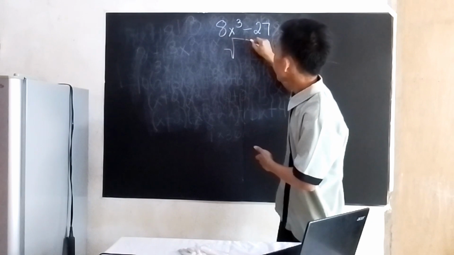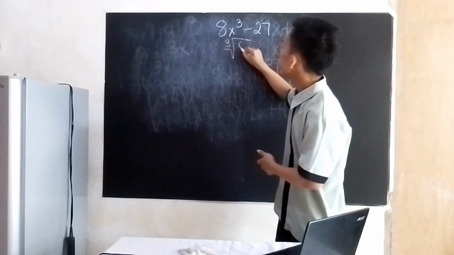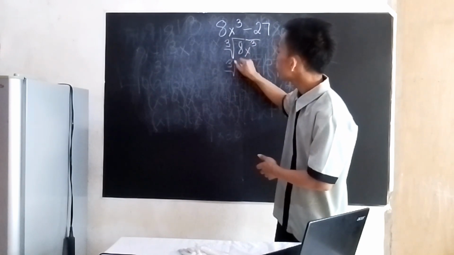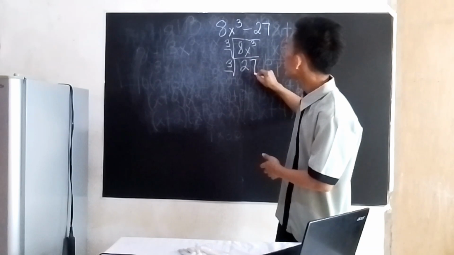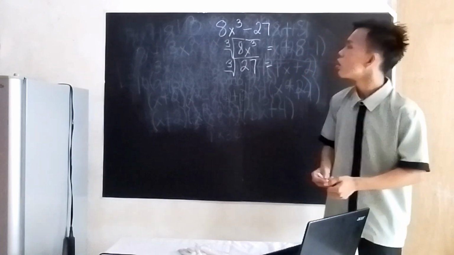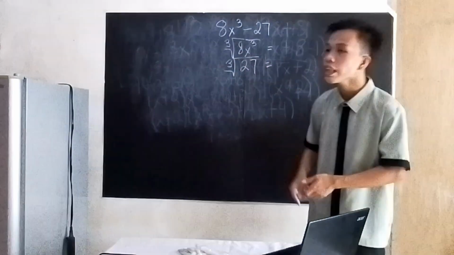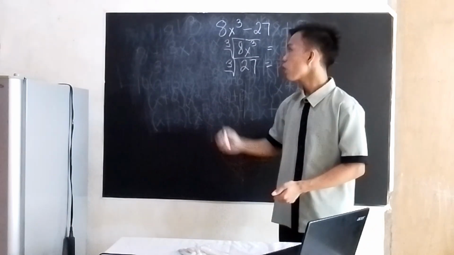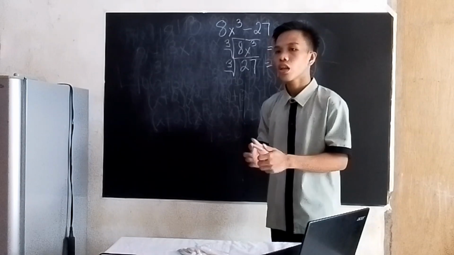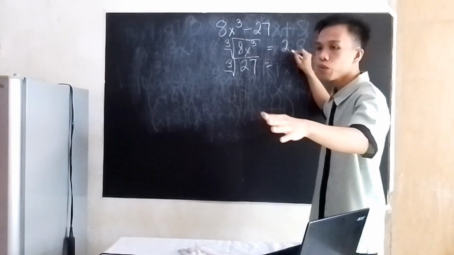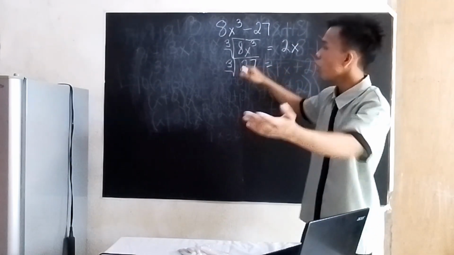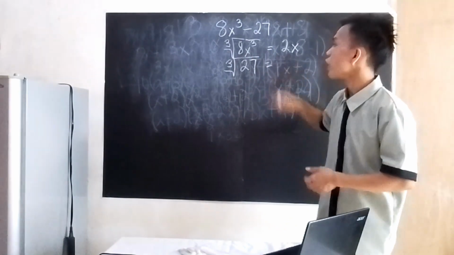So cube root of 8x cubed and cube root of 27. So what is the cube root of 8x cubed? Focus first on the coefficient. What is the cube root of 8? That's right, so that will be 2. What is the cube root of x cubed? That's right, so x. So the cube root of 8x cubed is 2x.